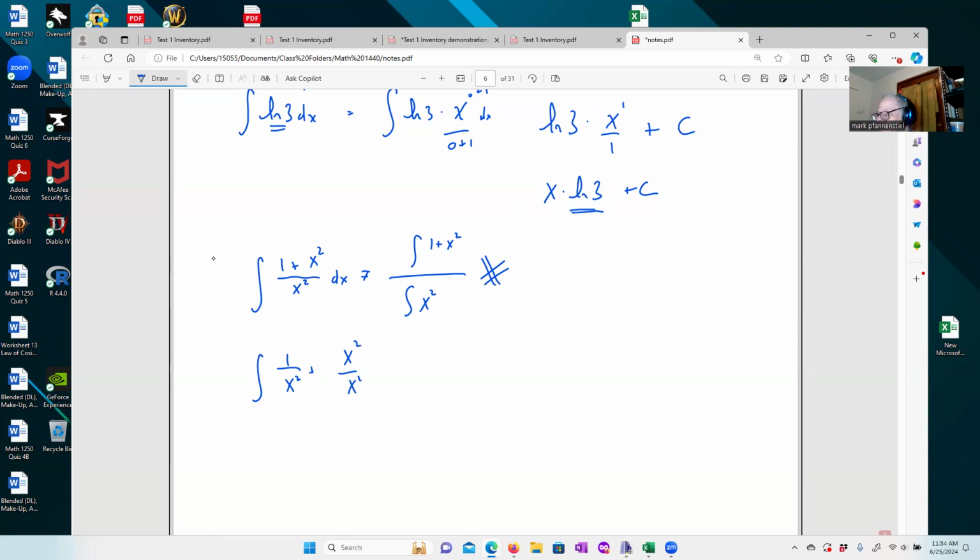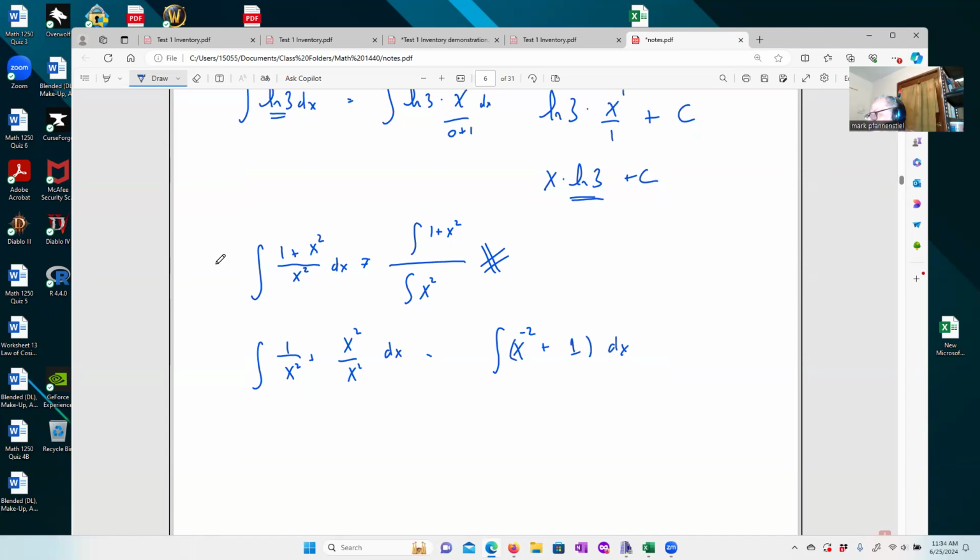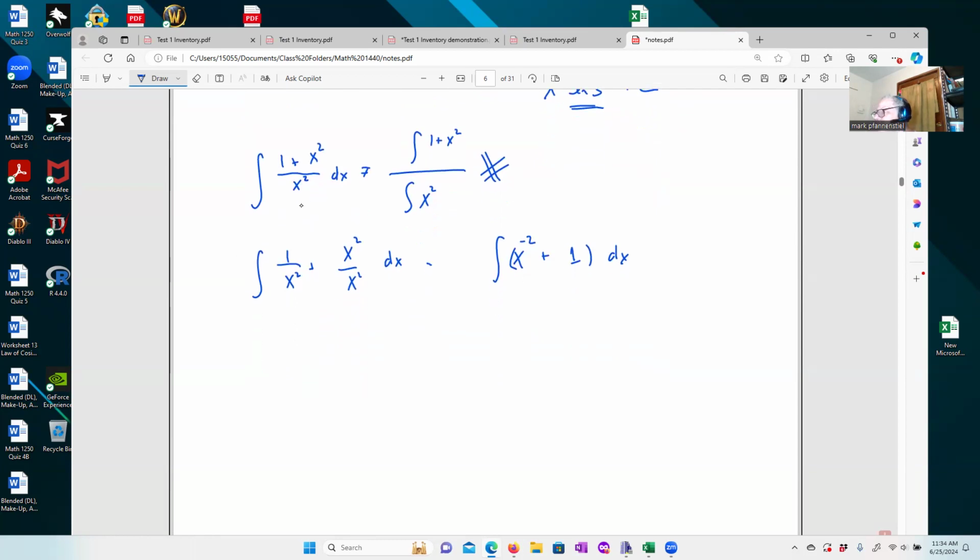If I have two fractions on the bottom, we have common denominators. We could divvy them up like this. That's fine. And then we're just going to have the integral of x to the negative 2. That's what 1 over x squared looks like. Plus, and we have x squared over x squared, plus 1, and we have our dx. Now we're okay to integrate this, okay? Because now we turn it into an integral we know how to do.